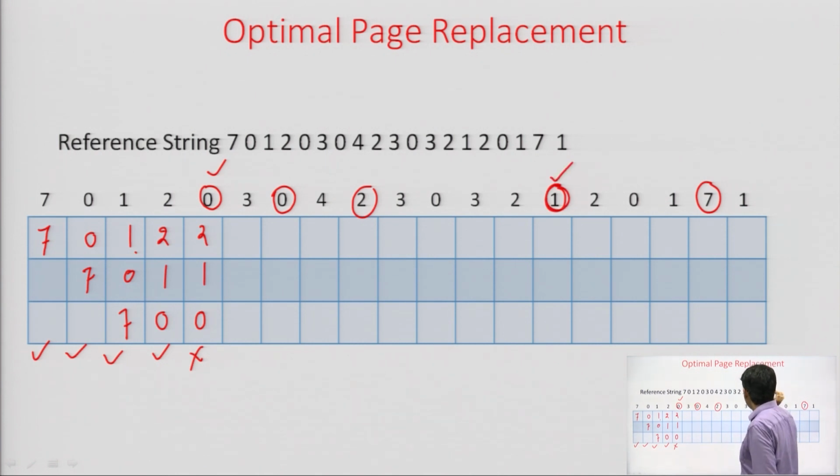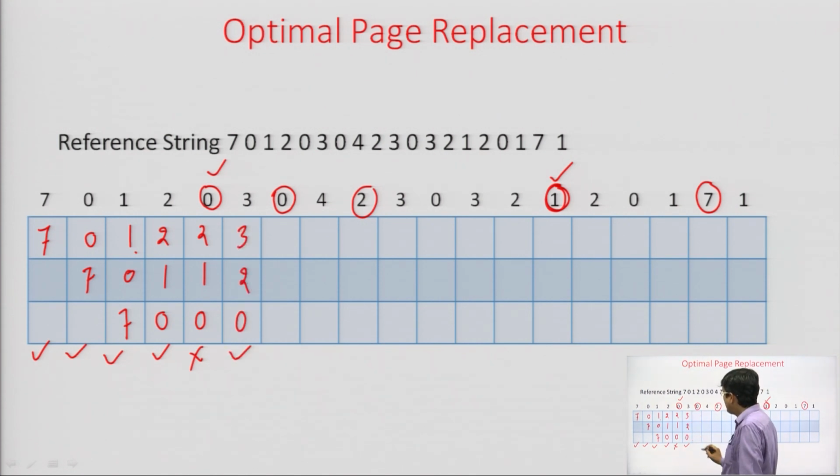It means 1 will be the late reference. There will be late reference of 1. So we should replace the new coming page with 1. Okay, so 1 has to be removed. So if 1 has to be removed and we are bringing this 3, the arrangement will be like this. There is a page fault.